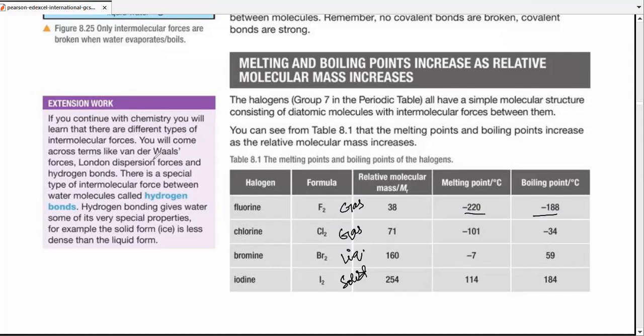You will come across terms like van der Waals forces, London dispersion forces, hydrogen bonds. There is a special type of intermolecular force between water molecules. We call them hydrogen bonds. Hydrogen bonding gives water some of its very special properties. For example, solid ice is less dense than the liquid form, hence floats on top of the liquid form. So moving on.